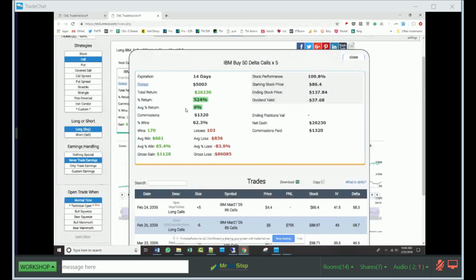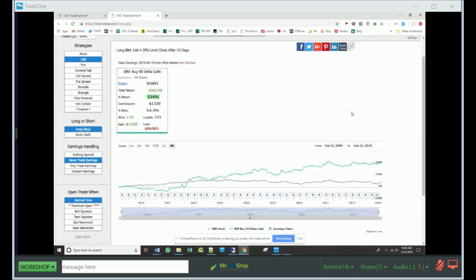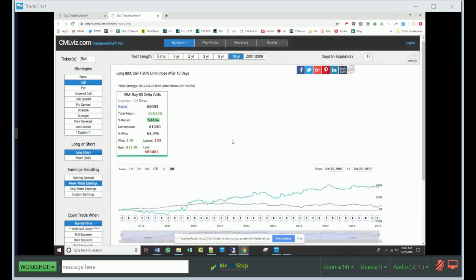But for all of the cantankerous mood around IBM, just owning a call every 2 weeks if you avoided earnings in a bull market still worked, guys. It was 5x the stock, still worked. So yeah, you can test really, really simple ideas. And by the way, if anyone's wondering, we have a custom strategy builder. If you don't like any of these pre-built ones, you can just build your own.